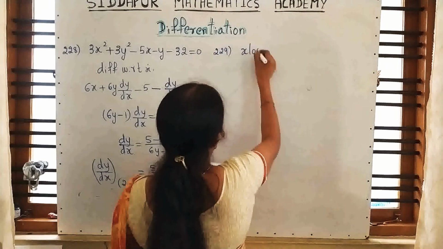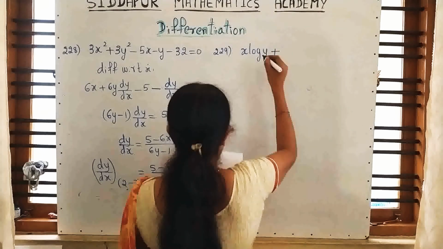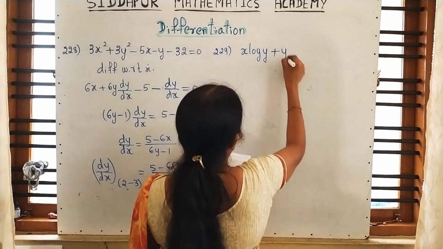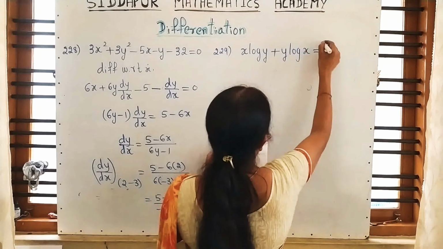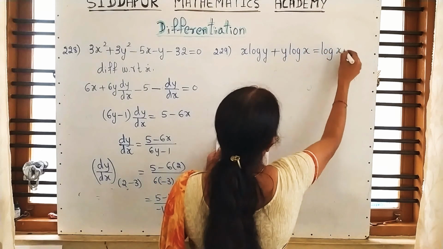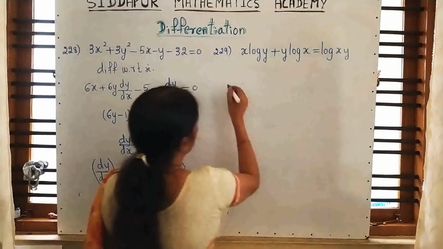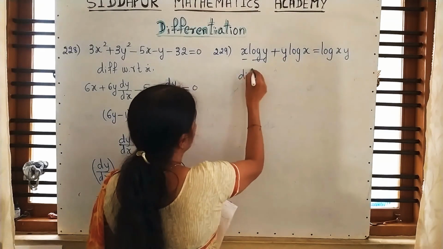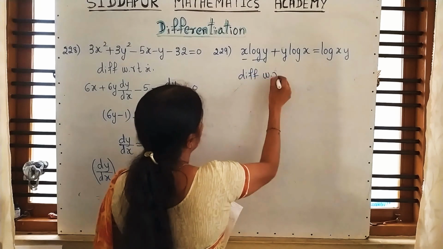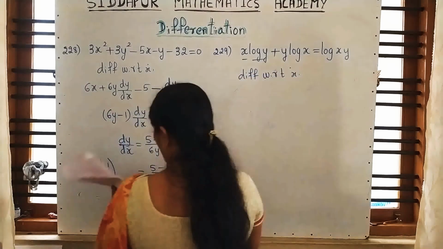x log y plus y log x is equal to log of xy. See, this is uv, this is uv. Differentiating with respect to x.